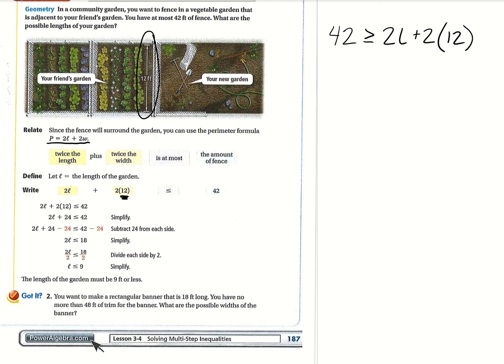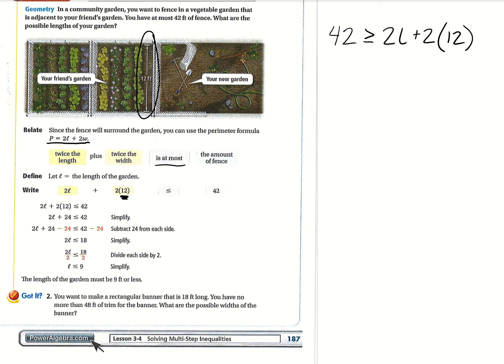Just as a reminder, you want to be careful with which direction that inequality is facing, because at most makes it sound like it needs to be greater than 42, when in reality it needs to be less than or equal to 42. So just be careful with that. But this formula that we have set up on the right side is exactly what we're looking for. Now we can just go ahead and solve.